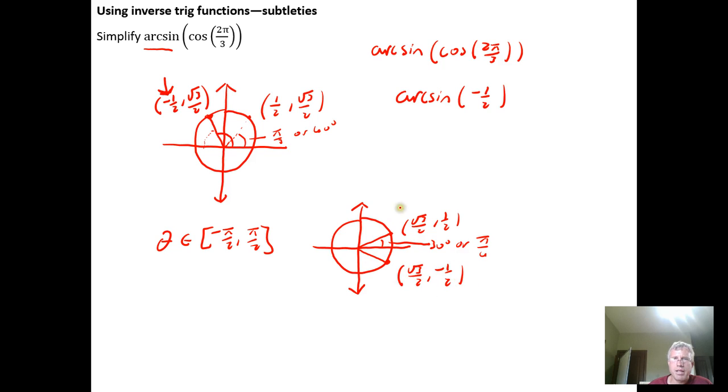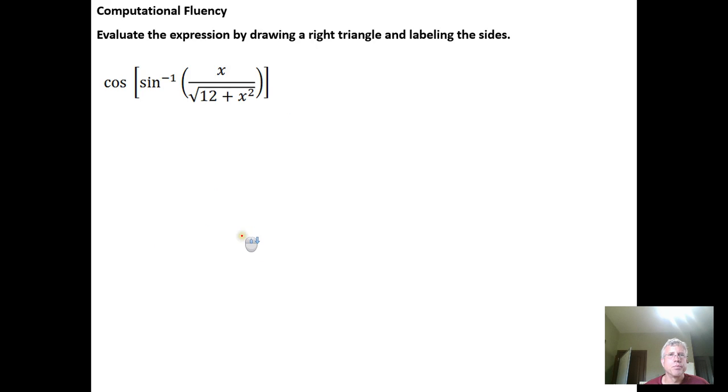The y-coordinate will be negative, and this angle will be a negative pi over 6 rotation into quadrant 4, generating the side ratio negative 1/2. So I'm going to get negative pi over 6 radians, which is an angle on the interval from negative pi over 2 to pi over 2.